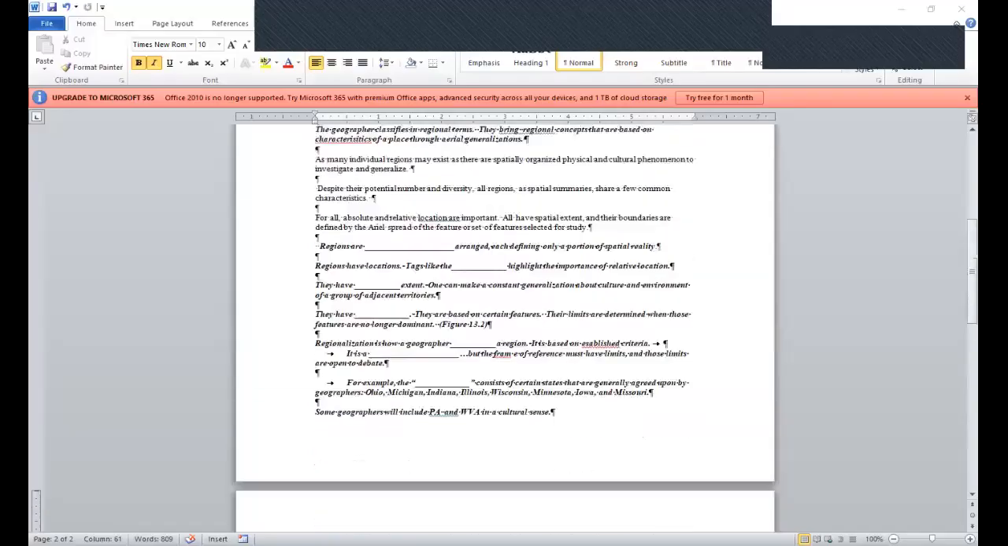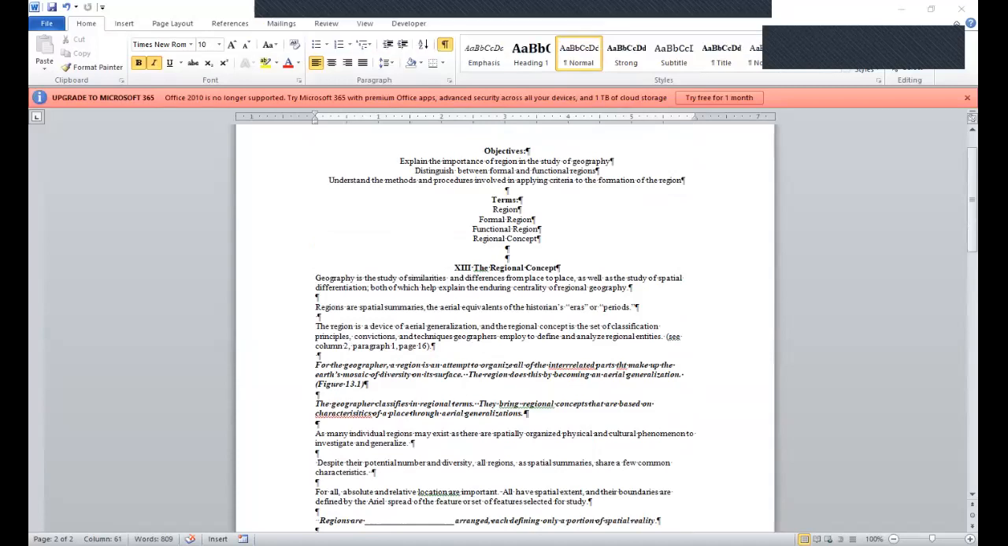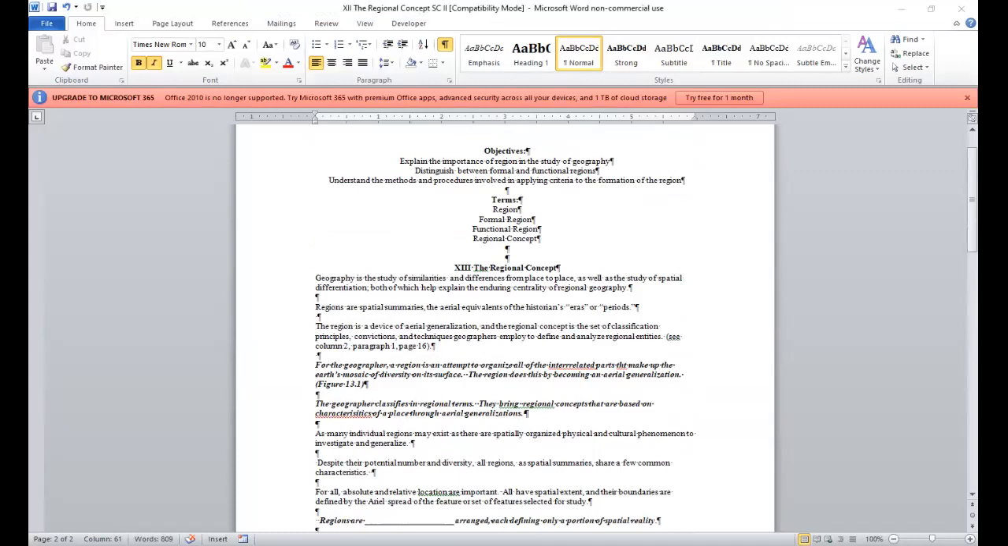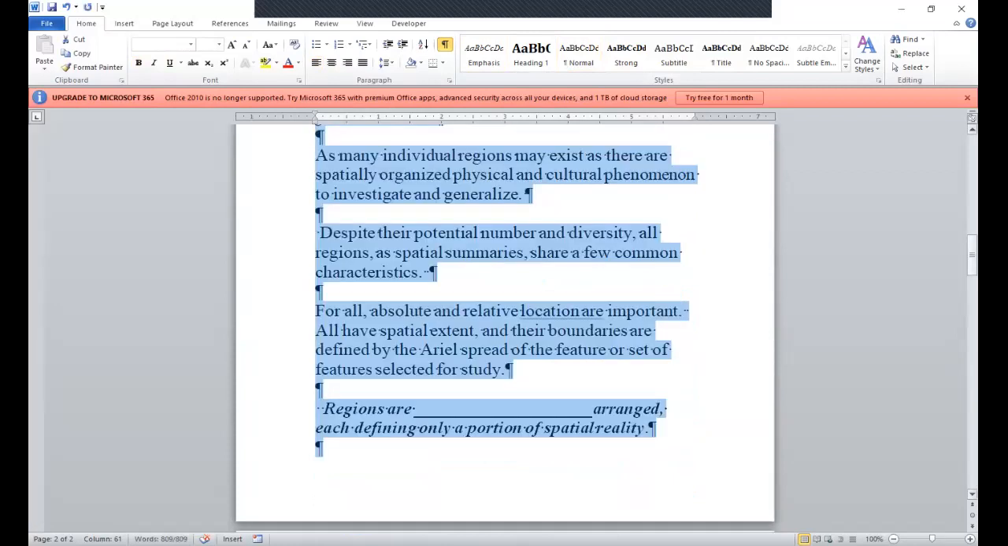So in this chapter, we are going to take a look at and explain the importance of region in the study of geography. We're going to distinguish between formal and functional regions and understand the methods and procedures involved in applying the criteria to the formation of the region. I should probably expand the font here for you guys. There we go.